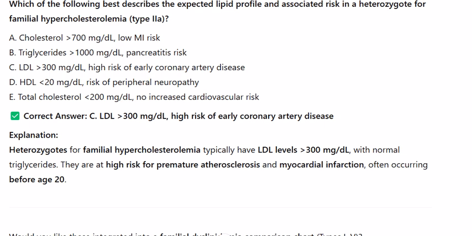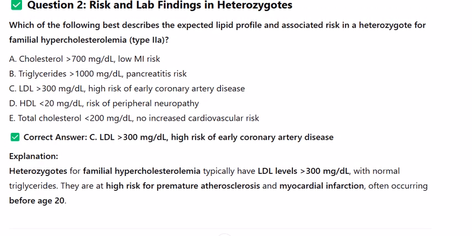Question 2. Risk and lab findings in heterozygotes. Which of the following best describes the expected lipid profile and associated risk in a heterozygote for familial hypercholesterolemia, type 2A? A. Cholesterol 700 mg per deciliter, low MI risk. B. Triglycerides 1,000 mg per deciliter, pancreatitis risk.